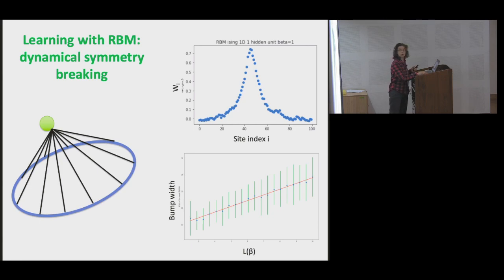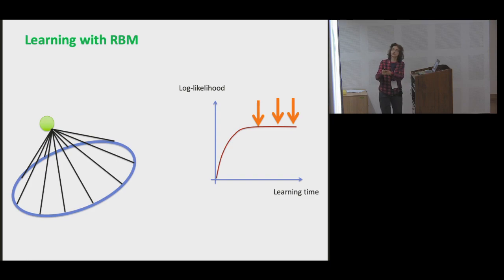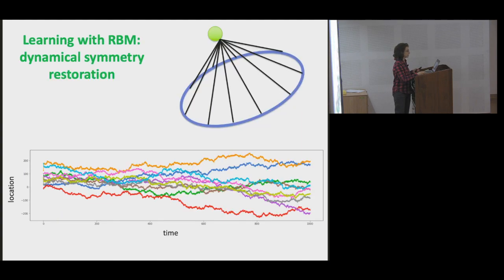When you want to see how these weights are made for different values of the log likelihood, you continue learning and you keep the log likelihood on this plateau. You will see that these weights will diffuse, so the position of the weights will diffuse. So you will, in some sense, be restoring the dynamical symmetry of the system.